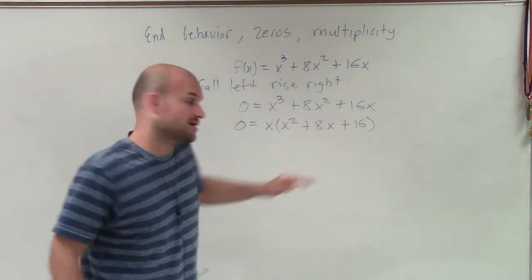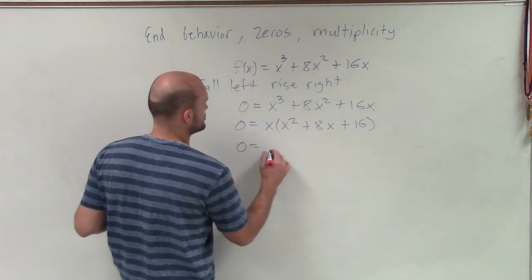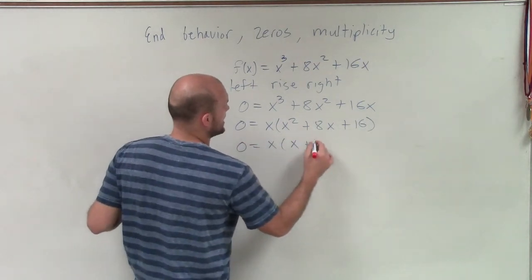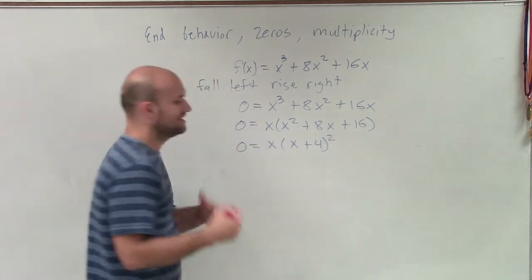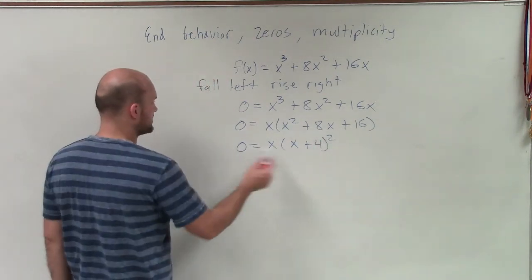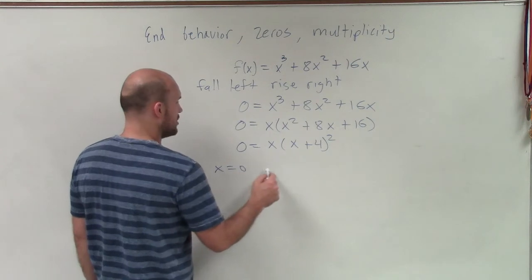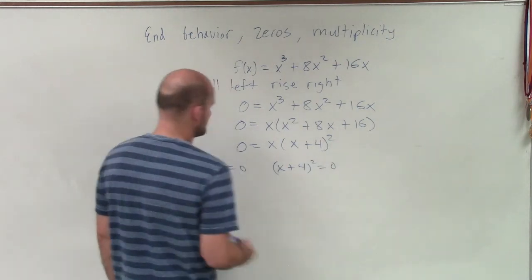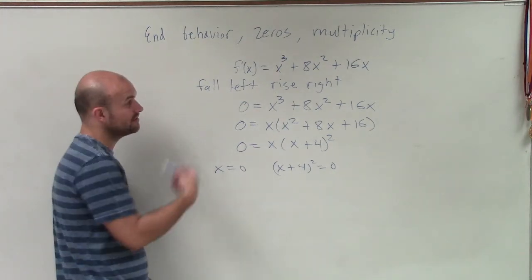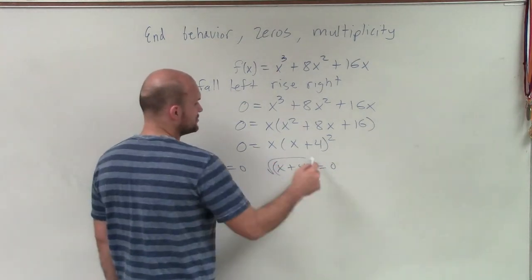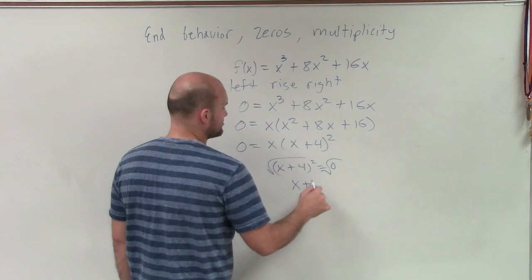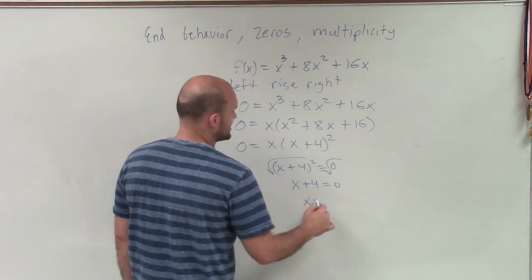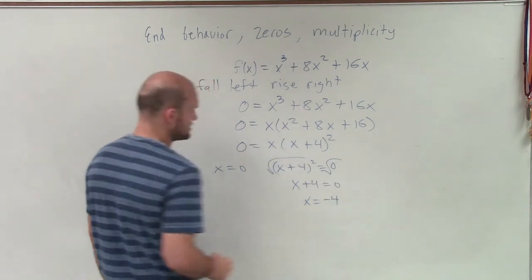This is a perfect square trinomial, which can be factored down to a binomial squared, which is x times (x plus 4) squared. Now I can apply the zero product property and say that x equals 0 or (x plus 4) squared equals 0. So now I already know that x equals 0 is a zero. And then to solve this, I can use my square root method and say x plus 4 equals 0. By subtracting the 4 on both sides, x equals negative 4.